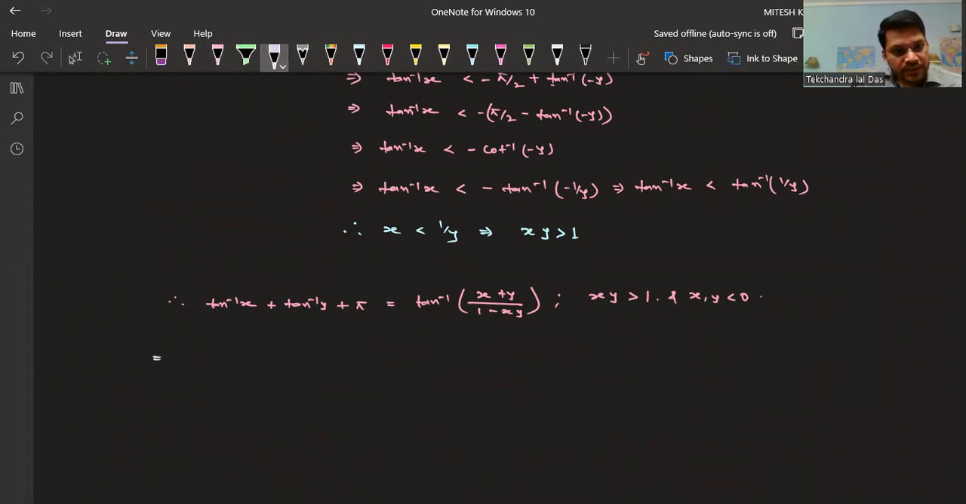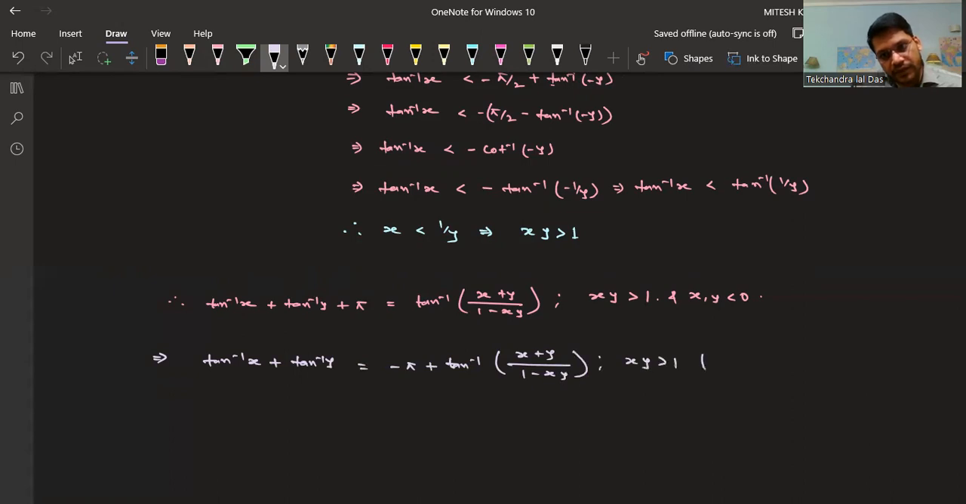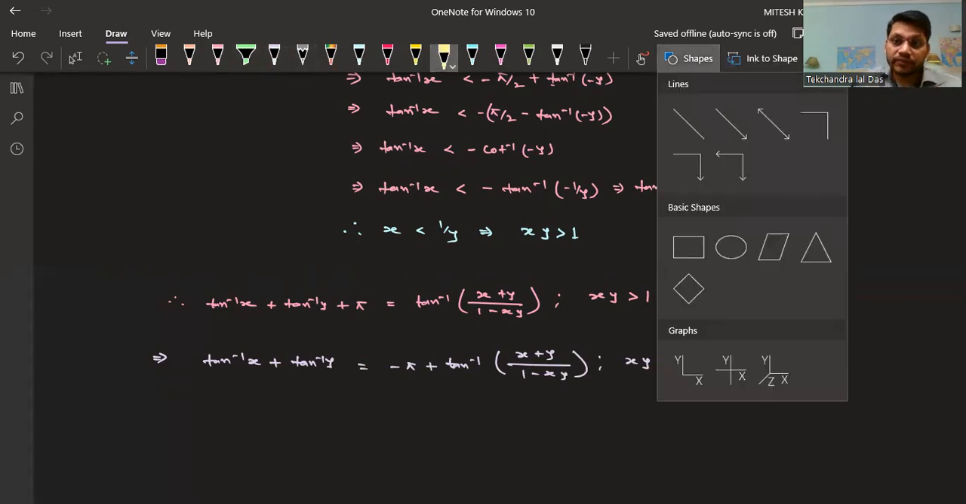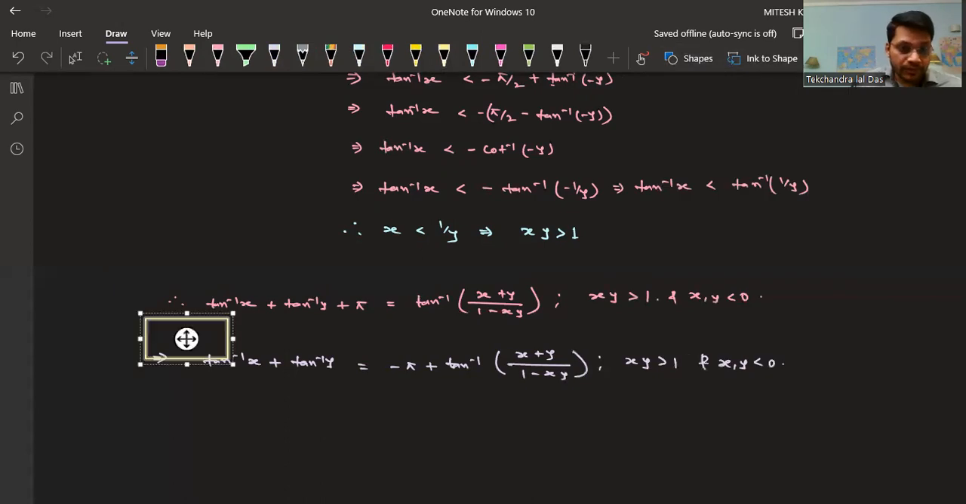Okay, so from this we got one formula here, that is tan inverse x plus tan inverse y equal to minus pi plus, just take this pi to this side, tan inverse of x plus y by 1 minus xy. And this is for x into y greater than 1 and x, y negative. Okay, so we have proved one branch of that formula.